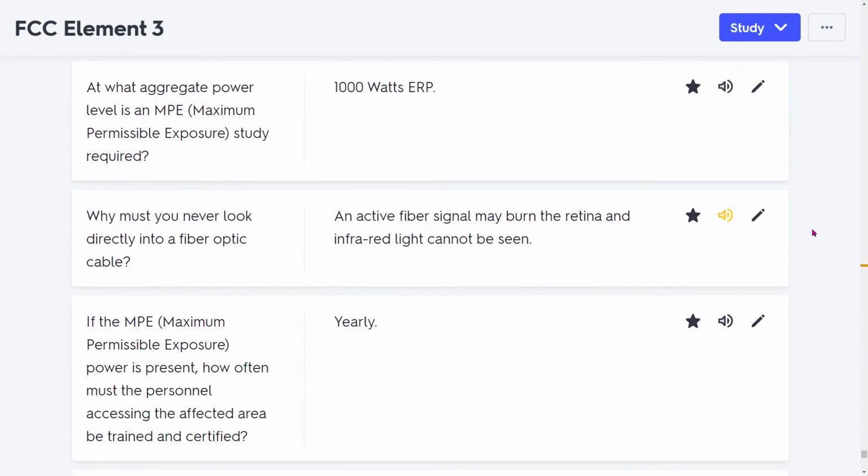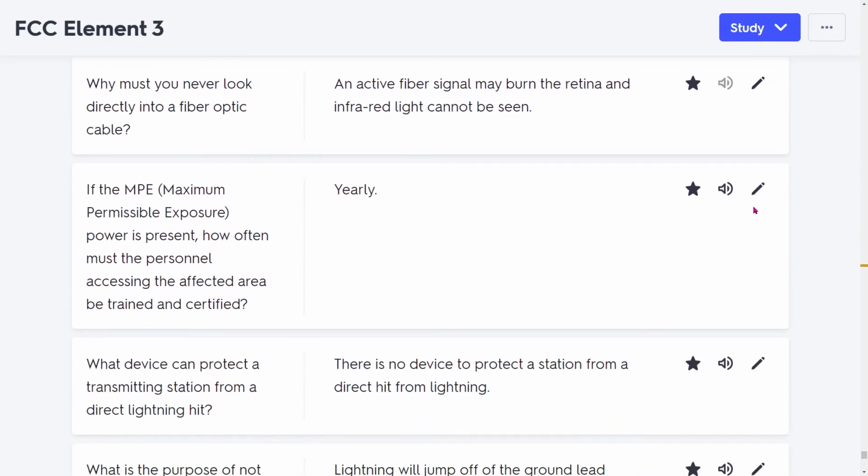Why must you never look directly into a fiber optic cable? An active fiber signal may burn the retina and infrared light cannot be seen. If the MPE power is present, how often must the personnel accessing the affected area be trained and certified? Yearly.